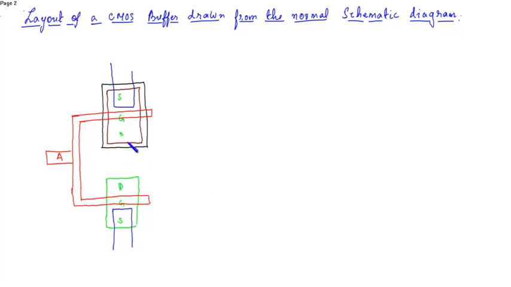So these two drains, the drain of the PMOS and drain of the NMOS, are connected in order to get the output. The output here is A bar. Now next we have to draw the second inverter.